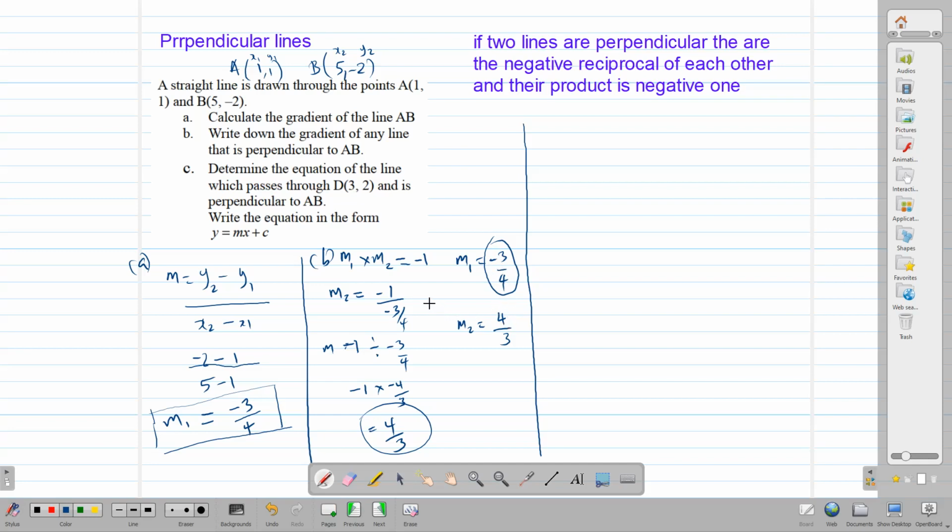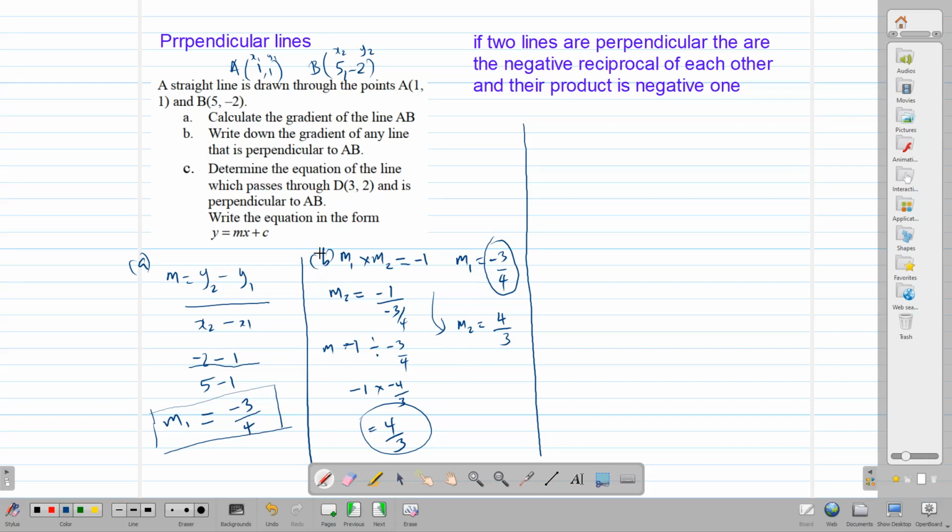So you take your old gradient, invert it from 3 over 4 to 4 over 3, then change the sign. And this is just a very easy way to think about it, because if two lines are perpendicular, then one gradient is the negative reciprocal of the other gradient. So the reciprocal of 3 over 4 is 4 over 3, but not just that, we change the sign as well, so that the gradient of any line perpendicular to another line is the negative reciprocal of whatever the gradient of the first line is.